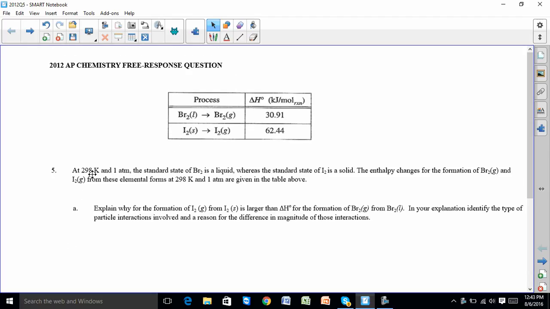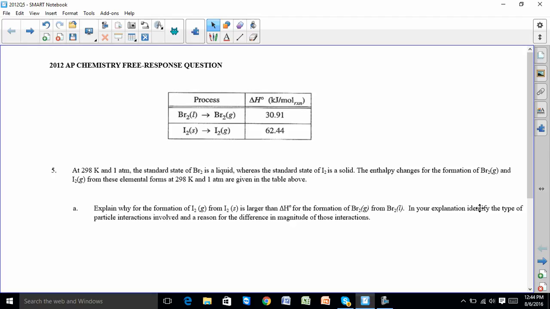Okay, so what this says is at 298 K, that's room temperature, 25 degrees Celsius, and 1 atmosphere pressure, that's standard atmospheric pressure, the standard state of bromine is a liquid, whereas the standard state of iodine is a solid. The enthalpy changes for the formation of bromine gas and iodine gas from these elemental forms at 298 are given in the table above. A, explain why the enthalpy change for the formation of I2 gas from I2 solid is larger. See how 62.44 is positive, which means it's endothermic, and is larger than the enthalpy change from Br2 liquid to Br2 gas.